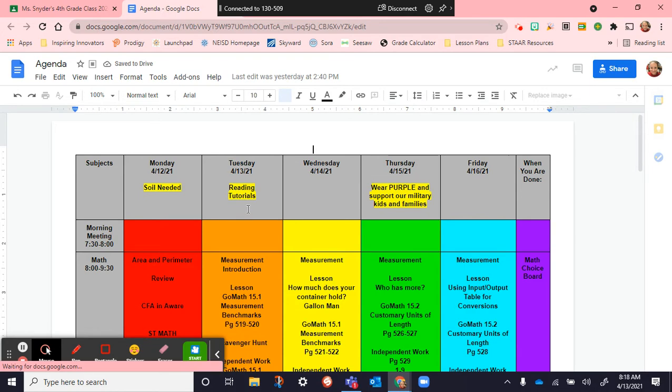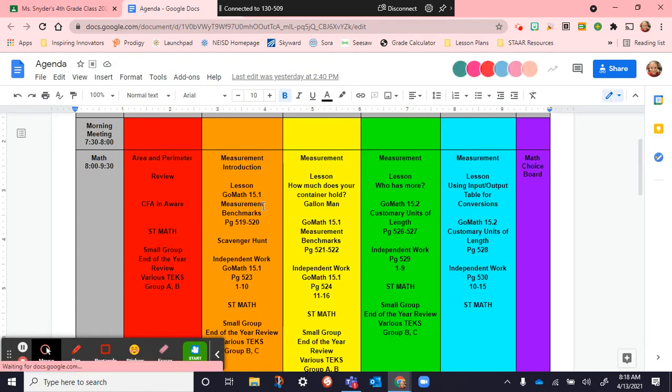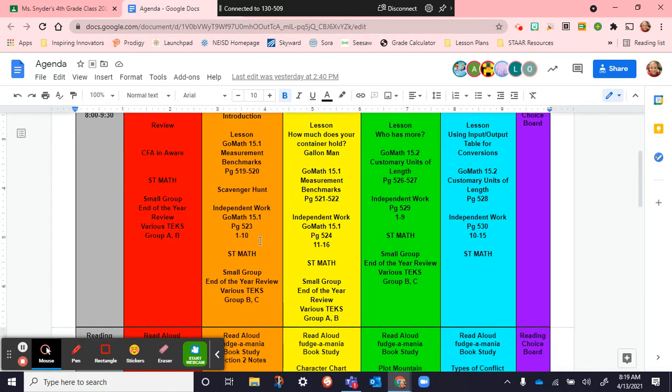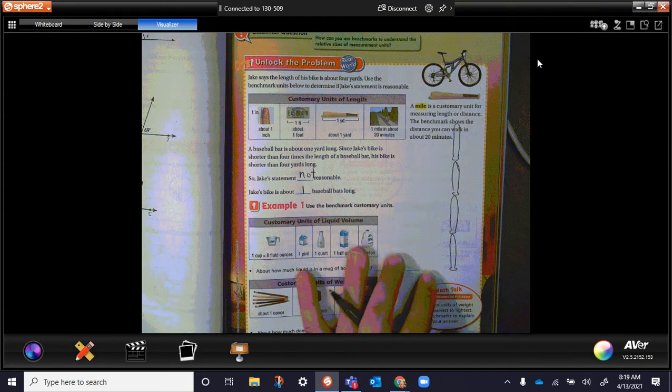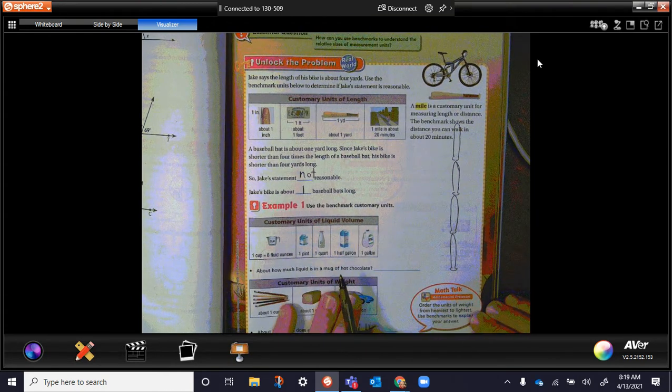All right. We're on Tuesday, the orange boxes. This is in Go Math 15.1, page 519 to 520. And this part right here, we were looking at, let me pull it up here. All right, so we're talking about measurement benchmarks.